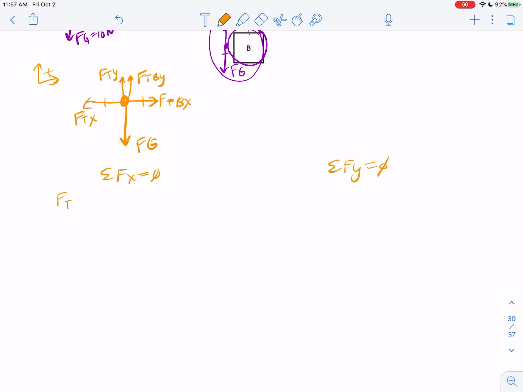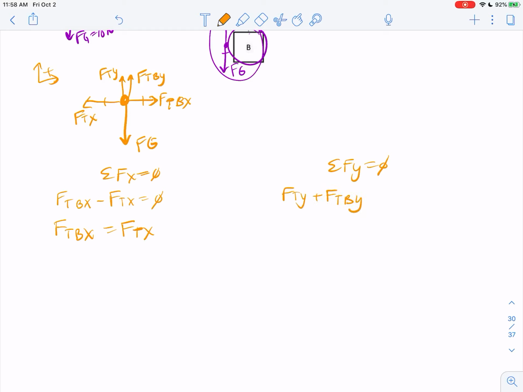You don't even have to really worry about what you're solving for. You're just always going to pretty much do the same thing. So to the right, I have FTBX minus FTX to the left, FTBX equals FTX. We'll just leave that for now and see what happens. In the Y direction, I have the FTY up plus the FTBY up minus the FG down equals 0.